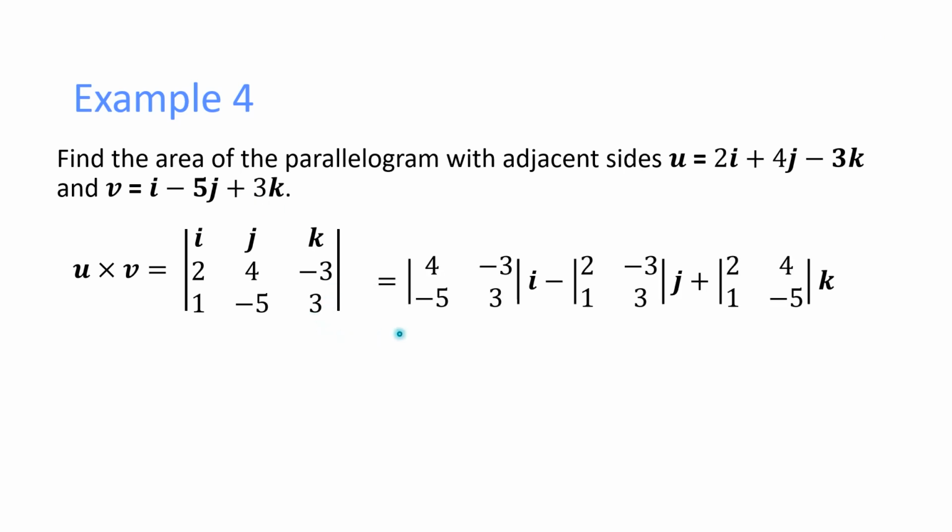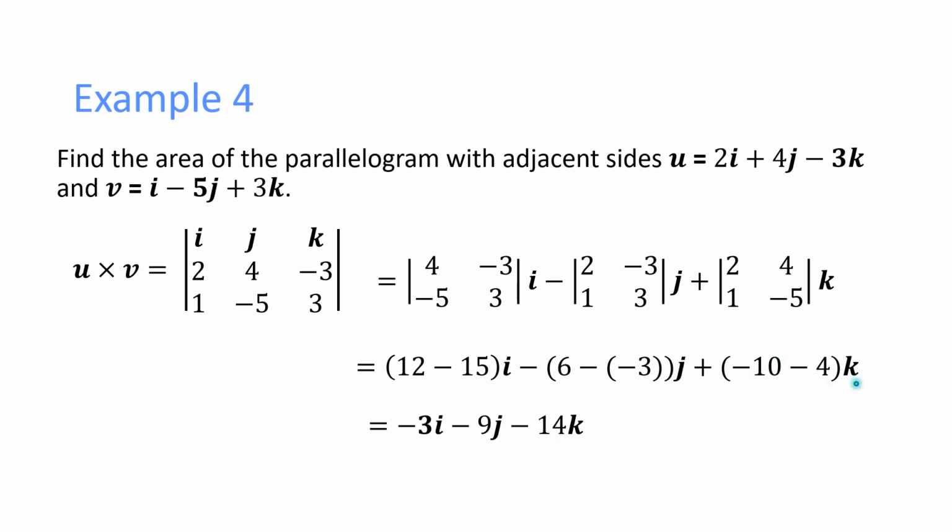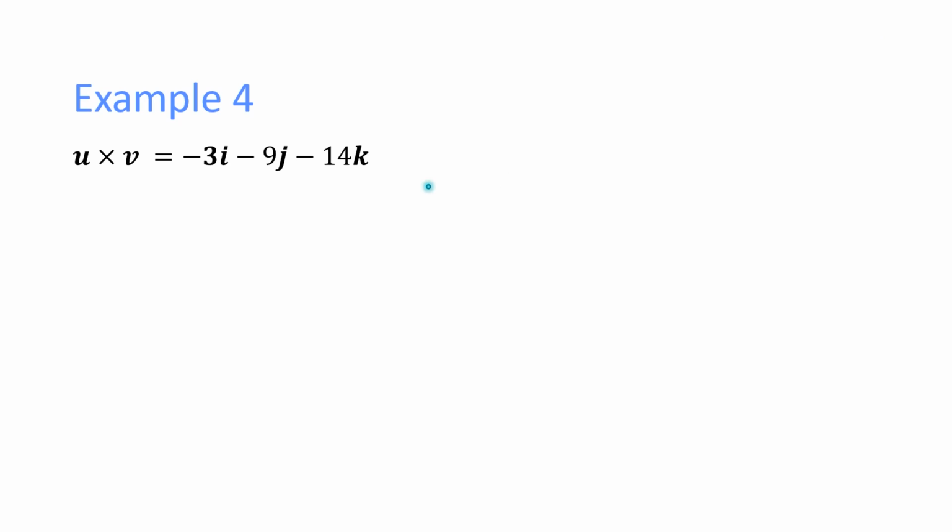This would equal the determinant of 4, minus 3, minus 5, and 3, i, minus the determinant of 2, negative 3, 1, 3, j, plus the determinant of 2, 4, 1, negative 5, k. This would simplify to (12 minus 15) i minus (6 minus negative 3) j plus (negative 10 minus 4) k. If we tidy this up, we get negative 3i minus 9j minus 14k. So u cross v equals negative 3i minus 9j minus 14k.